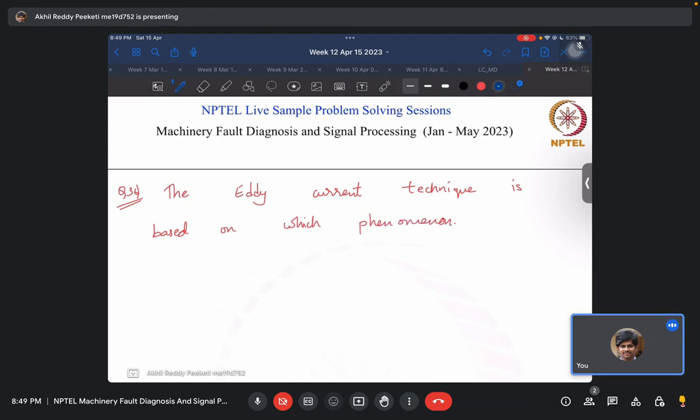Eddy current technique is based on which phenomenon? I have just explained this. The eddy current technique works in conductive materials and works on the principle of magnetic induction. Changing currents or changing electric fields can generate a magnetic field, which in turn can generate current. That's how the eddy current technique works, based on the principle of magnetic induction.